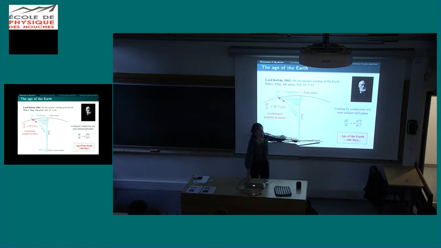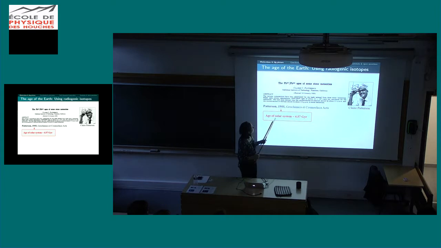Kelvin was wrong mainly because, as you know, there is radioactivity in the crust, and so the temperature gradient in the crust is actually mainly driven by an equilibrium with radioactivity. The age of the Earth is much longer than that. We have known that for a long time, of course, thanks to radioactivity.